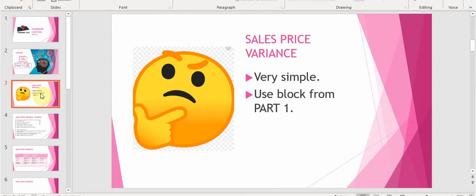And the first sales variance is the sales price variance that I'm going to explain. So I start with this one because it's really very simple to calculate, and what you will do is you will use your block from the part 1 of the series that I've explained, and you will use that block to calculate your sales price variance. So this is very abstract when I'm explaining and I'm talking. At the end of the day, accounting is a practical subject.